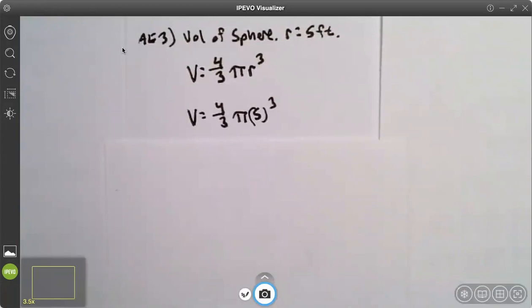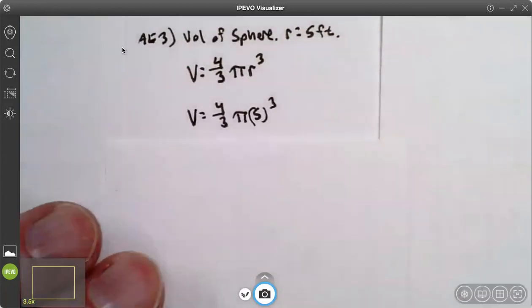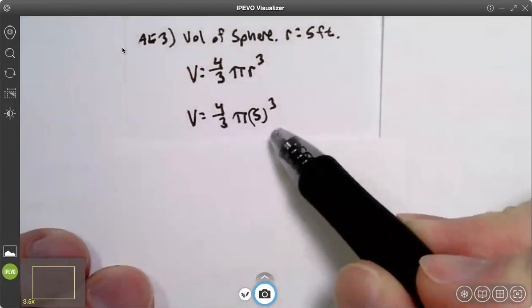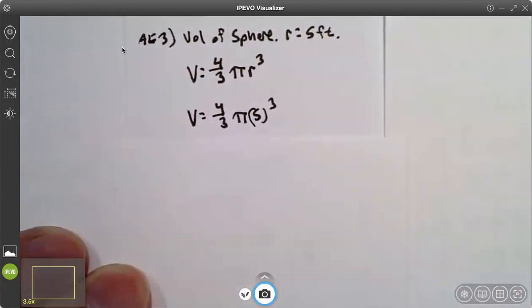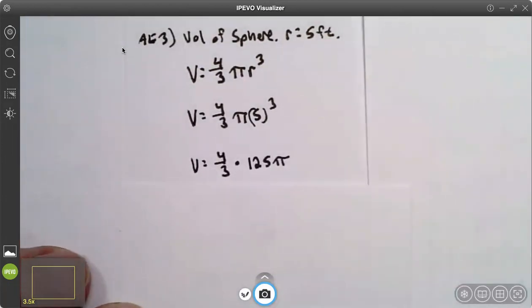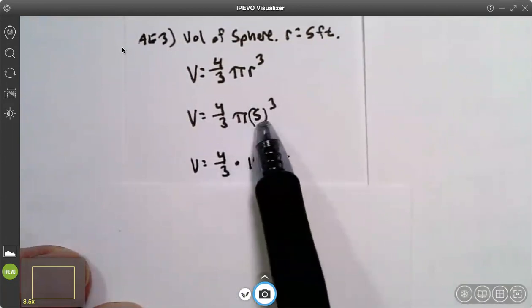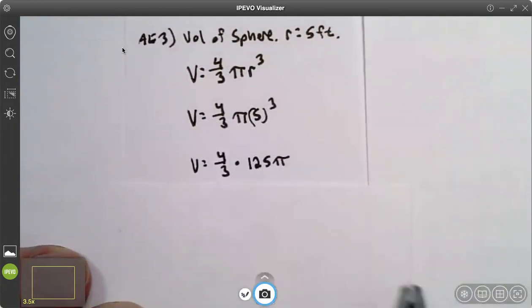So volume of the sphere, my radius is 5. I've written the formula. I've plugged in for 5. So if you're doing it with me, first cube the 5. Once you cube the 5, you should have gotten 125. Now you can leave the 125 on the right side of pi. I wrote it on the left side of pi.